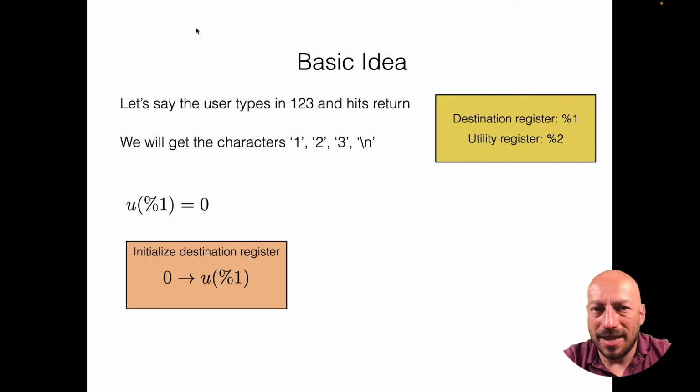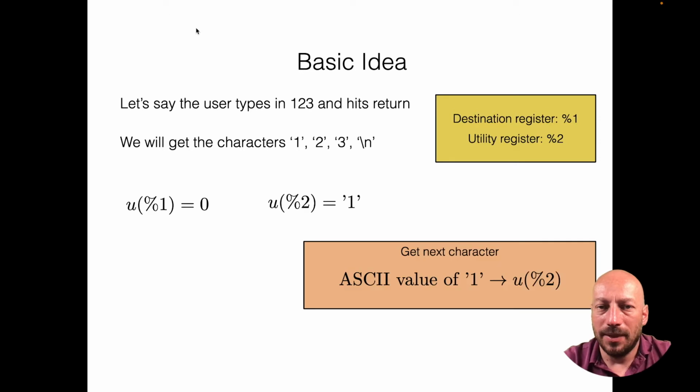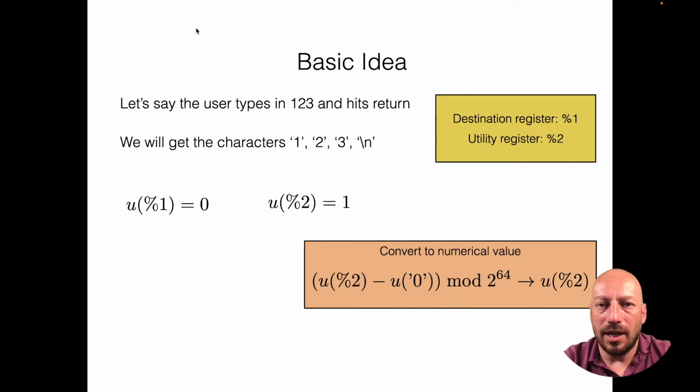Then in a next step, I will read in a character from the keyboard. So this will be the ASCII value of this character 1. And then I have to convert it to its numerical value. And I can do that by subtracting the ASCII code for character 0. And then I somehow have to copy this to the destination register. Actually, the right position would be the place where it finally belongs, this position for the hundreds. But I will just copy it to the destination register. And then by reading the next character, shift it to the left.